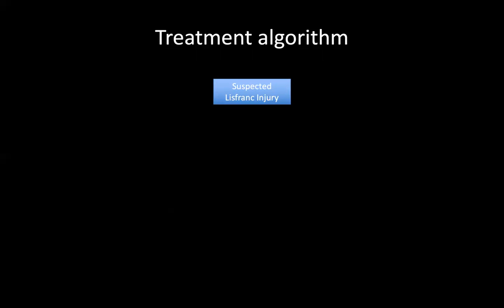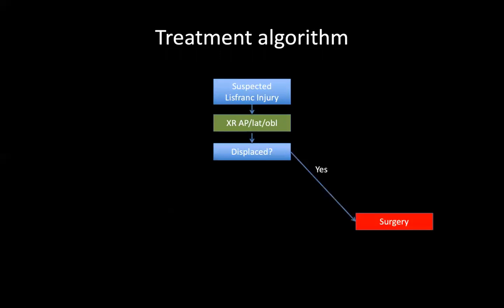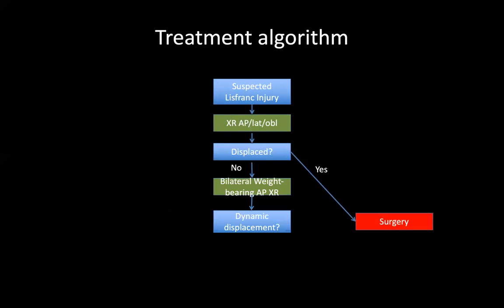So you have a suspected Lisfranc injury, whether from physical exam or whatever else. You start out, you get your typical foot x-rays. If it's displaced, you're done. You know that this is one that's going to likely need surgery, barring some strange contraindication. If it's not displaced though, and you're still suspicious, then that's when I would get the bilateral weight bearing x-rays. The bilateral is nice because it can help you pick up on subtle differences at the base of the second metatarsal, just the principle of asymmetry.